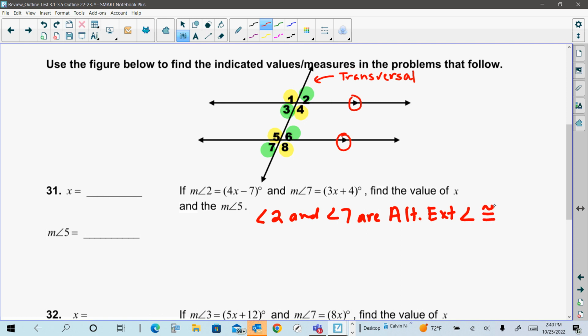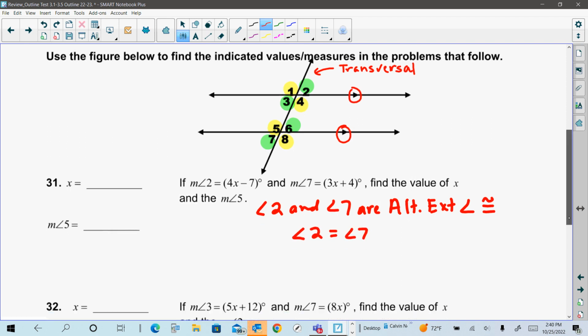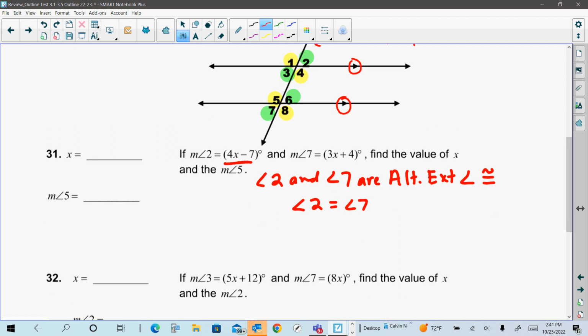And when we have parallel lines, alternate exterior angles are congruent. So that lets me know that angle 2 is going to equal angle 7. So now I can just substitute the expression for each. Instead of putting angle 2, I'm going to put this 4x minus 7 here, and it's going to equal angle 7, which was the 3x plus 4. We're going to move the smallest variable whenever we have variables on both sides. So I'm going to subtract the 3x.